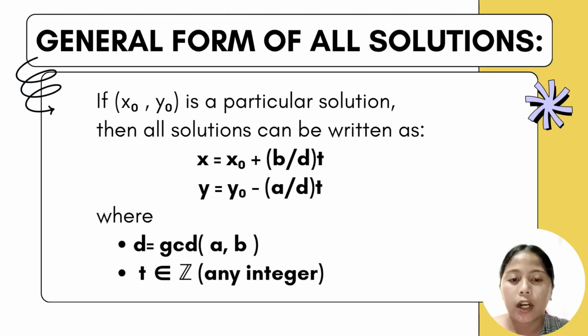Before we proceed to our step-by-step process, let's first look at the general form of all solutions. If x sub 0 and y sub 0 is a particular solution, then all solutions can be written as, like on the screen, x is equal to x sub 0 plus the quantity b over d times t, and y is equal to y sub 0 minus the quantity a over d times t, where d is equal to the GCD of a and b, and t is an element of the integers, any integer.